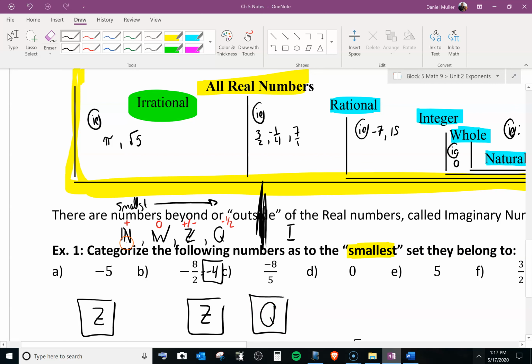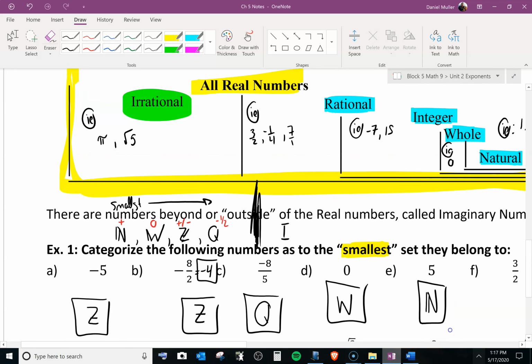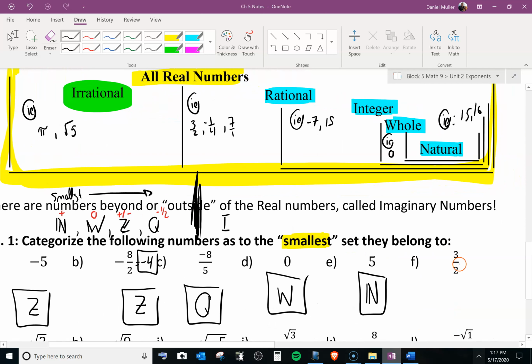0, it's not a natural number. It is part of the whole numbers. That's the first group that included 0. 5 is a natural number, so we'll go ahead and say it's part of the smallest group, just the positive numbers. 3/2, that is a fraction. It can't be reduced. Must be a Q then. It's not a natural, a whole, or an integer. It's the first one that's just fractions.